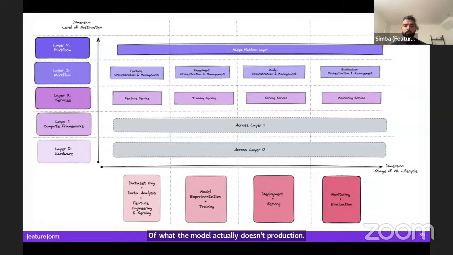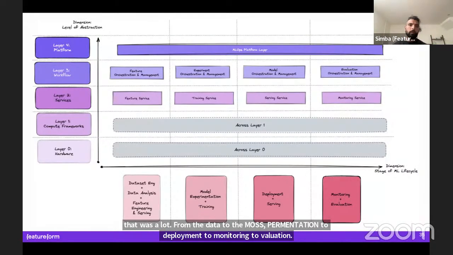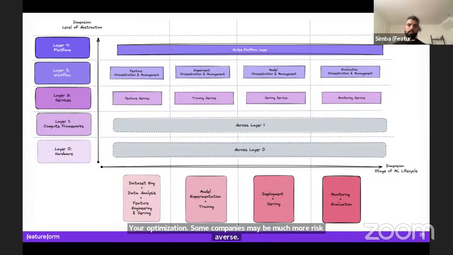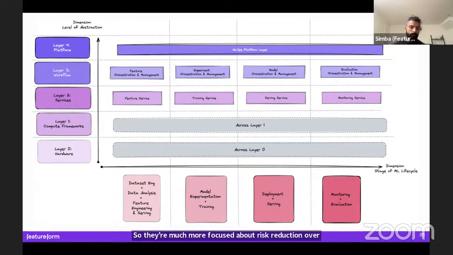So that was a lot, from the data to the model experimentation, to deployment, to monitoring, to evaluation. There is the final layer, the platform layer, which I think is really important, especially for teams building. Every team is going to have something that looks like this, right? You have problems around data, training, deployment, and monitoring. But the way your team works, your optimization, some companies may be much more risk averse. So they're much more focused on risk reduction over anything else. Other companies maybe are just fully focused on speed.